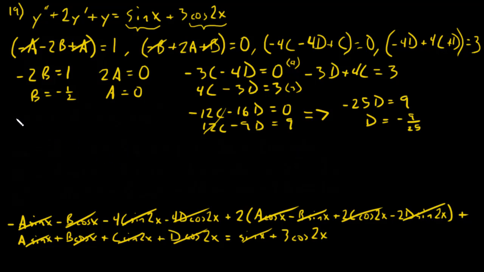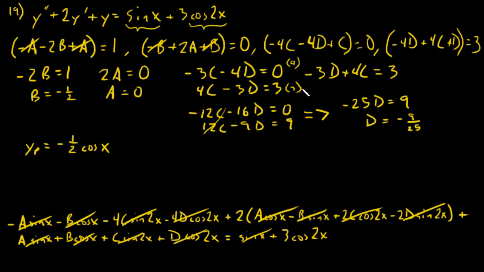Okay, so now I can assemble what my y sub p actually is. My particular solution is, let's say I had a times sine x, so a is 0, so the sine x term is going to be gone. It's going to be a 0 for that one. And then plus b, so minus 1/2 cosine x. And then I've got c. Where's my c? Oh, I haven't solved for c. Hold on, I've got to solve for c. I've got my d, I didn't solve for c.